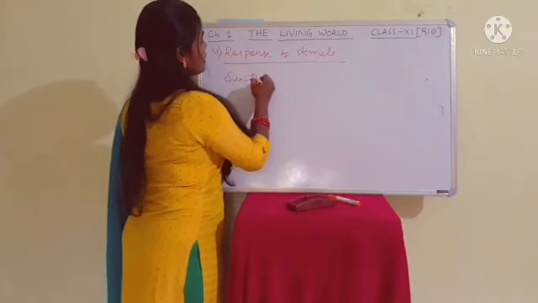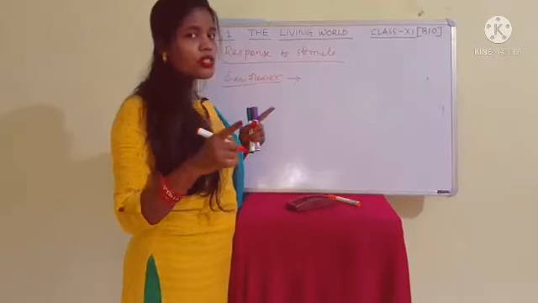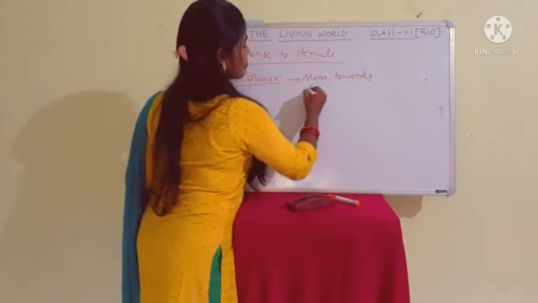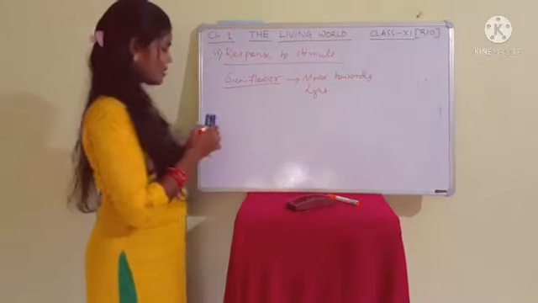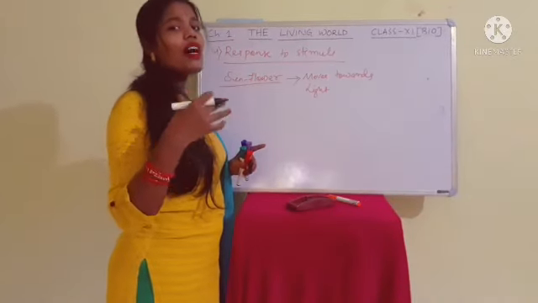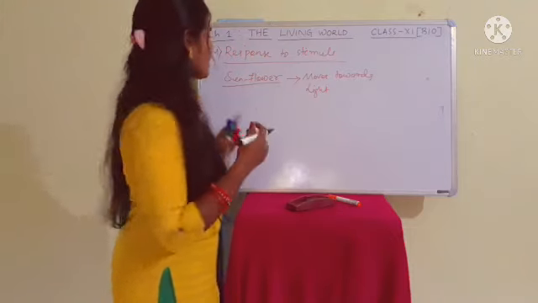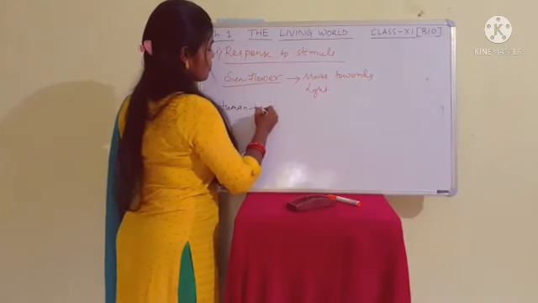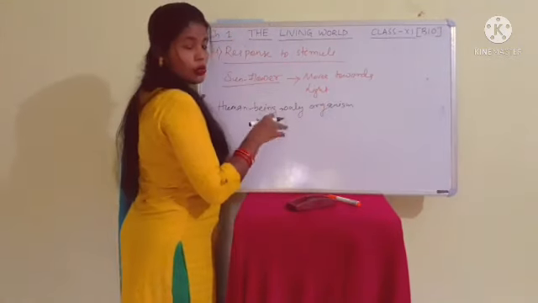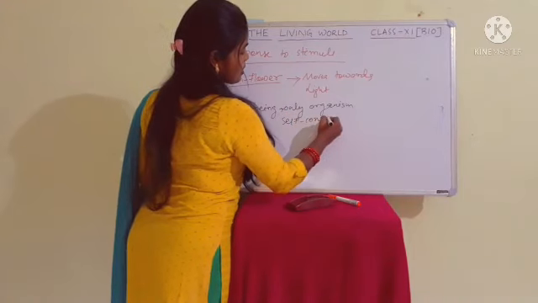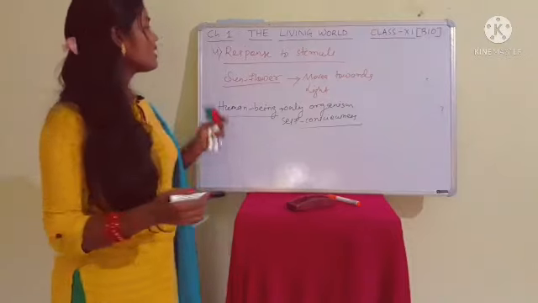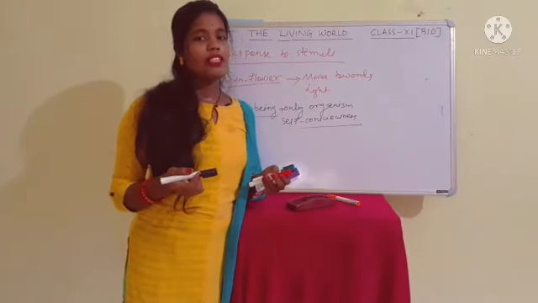Like sunflower. If we take the example of sunflower, sunflower moves where there is sunlight. It moves towards light. That's why its name is sunflower. Due to photoperiodism it occurs. And human being is the only organism who is self-aware, that we can say self-consciousness. Okay. So response to stimuli can also be the defining property of the living beings.